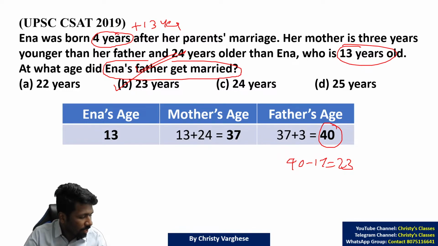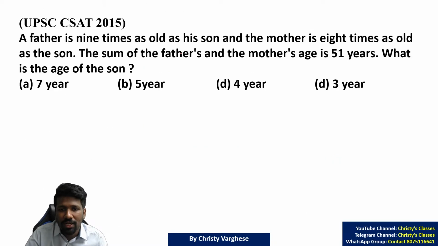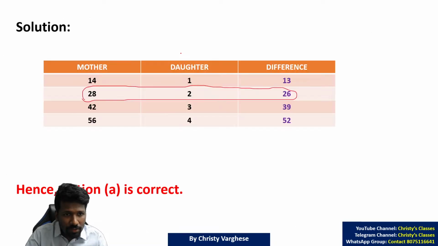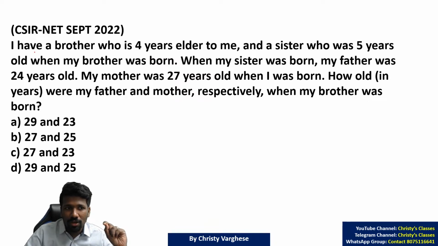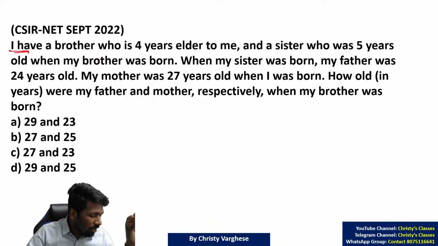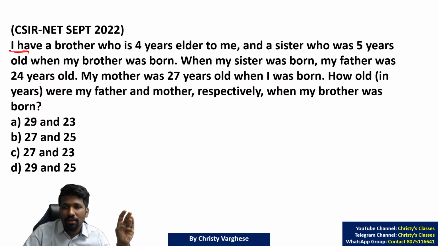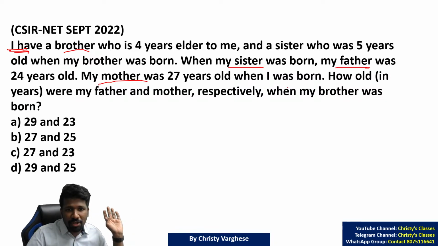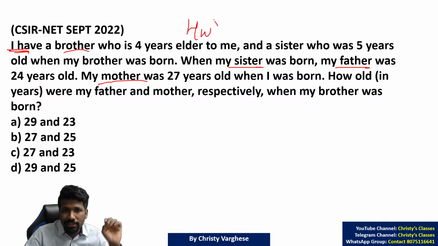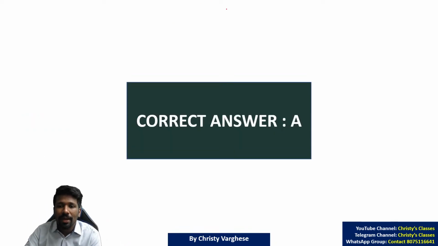And if you want a similar question for practicing, the same type of question was repeated in the CSIR NET exam. Those who are appearing for CSIR also, the question that we just discussed, the same question was asked in CSIR also. Instead of Ina, it is mentioned, I have a brother. So instead of 3 people, here 5 people are there: mother, father, sister, brother, and me. The same way you analyze the previous question, you can try this question. This is a homework question. I will add it in the practice sheets.